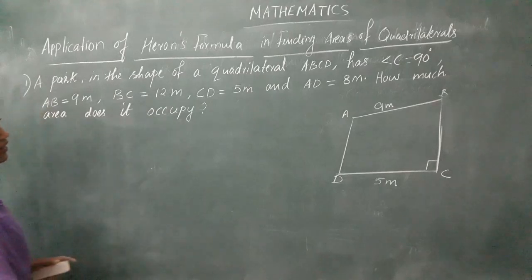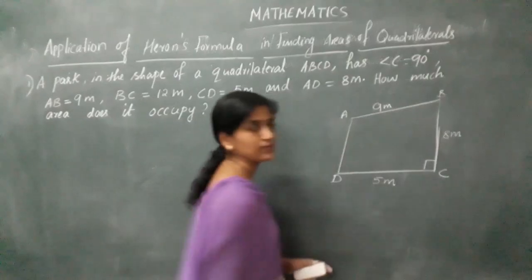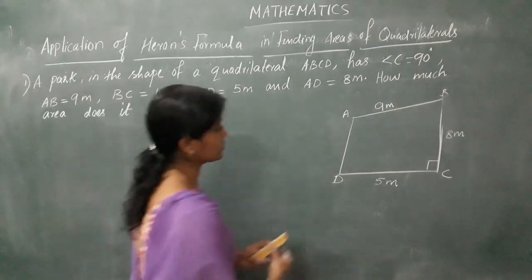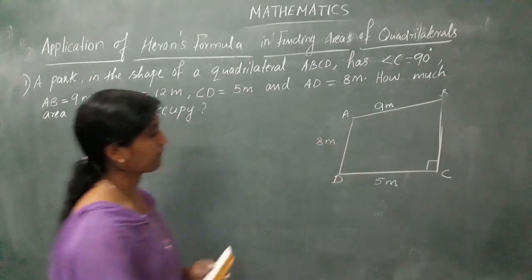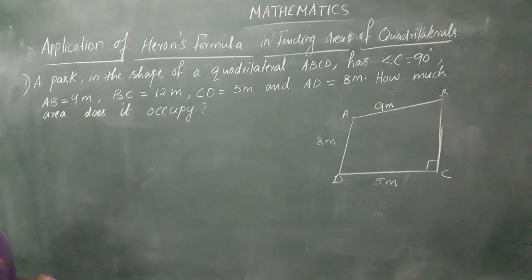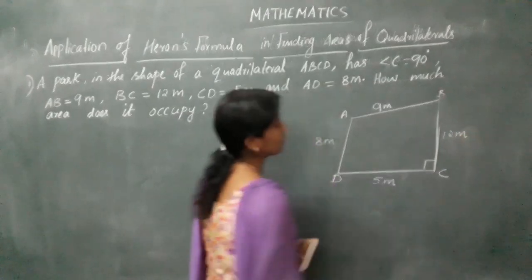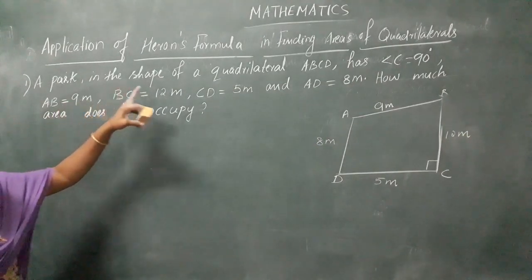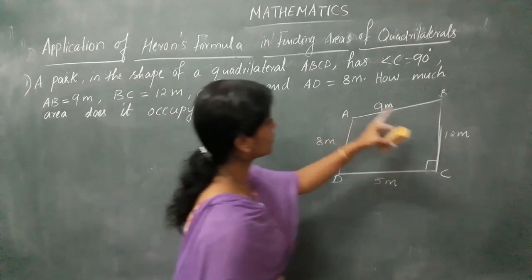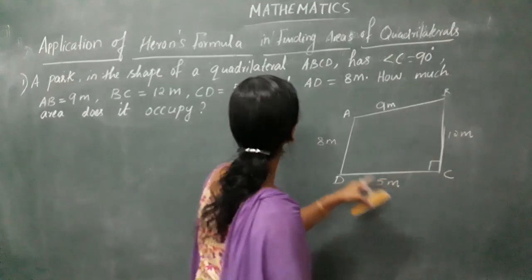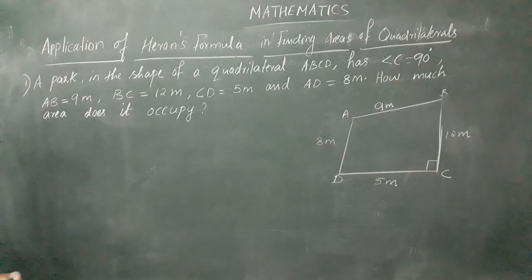Clear? Then AD is equal to 8 meter. And BC is equal to 12 meter. Clear? So what is given? Angle C is equal to 90 degrees, AB is equal to 9 meter, BC is equal to 12 meter, CD is equal to 5 meter and AD is equal to 8 meter. We have to find the area.